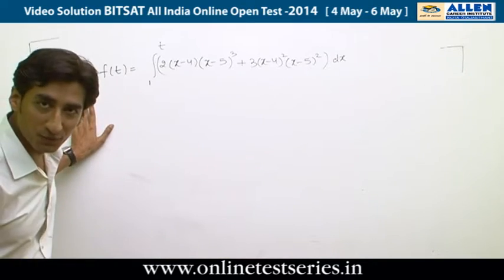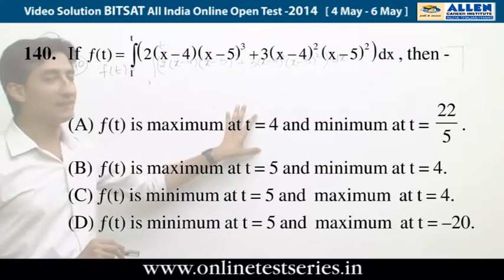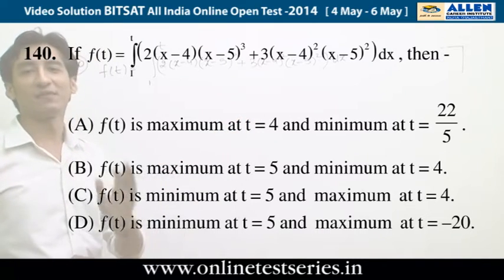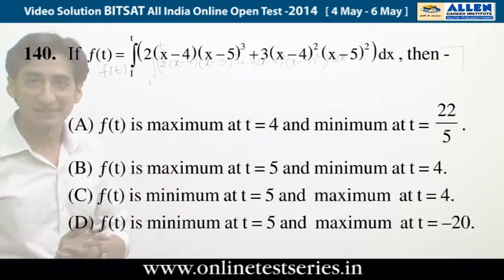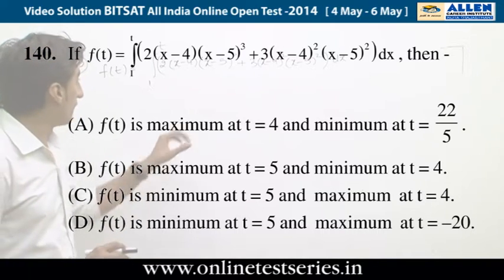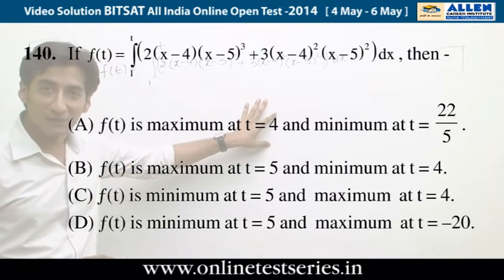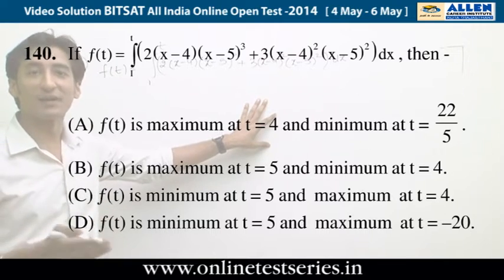This is question number 140, in which f of t is given and we need to find out at which point f of x has local maxima and at which point f of x has local minima. So how to do that? To find the point of local maxima and minima, we need to find f dash x, or f dash t.